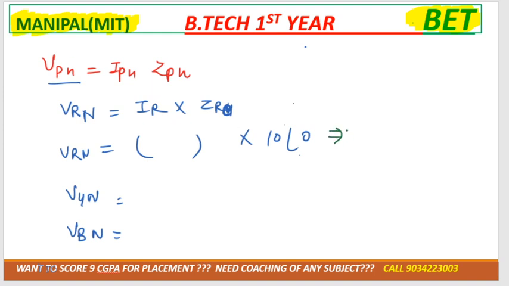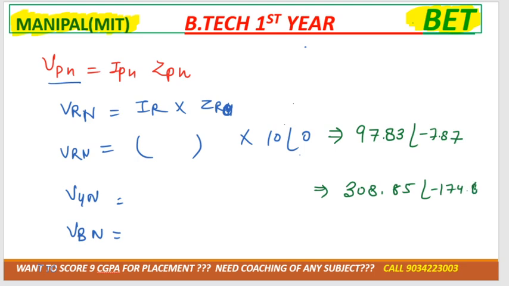After solving, we'll get VRN as 97.83 angle minus 7.87. And this one would be 308.85 angle minus 174.63. And 338 angle 108.37. Okay, understood?